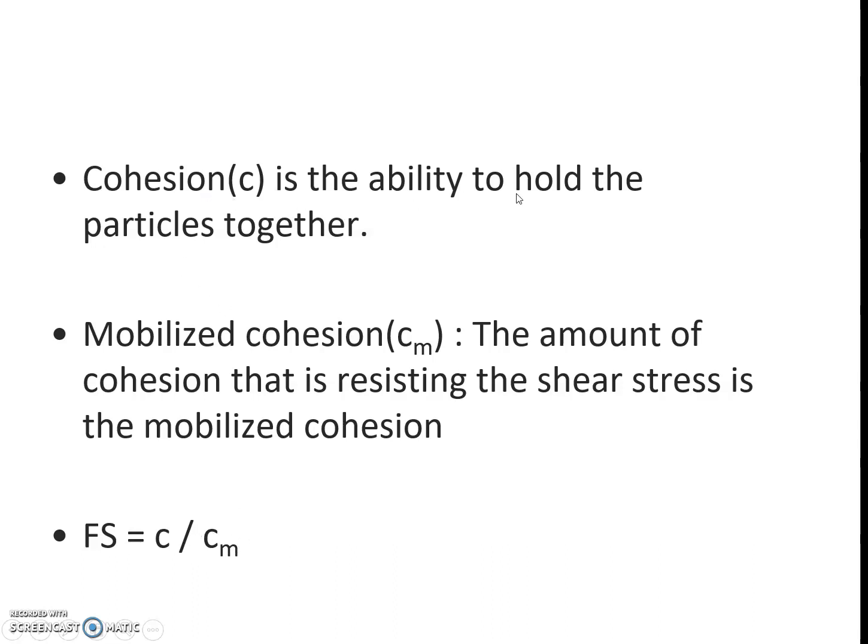Cohesion is the ability to hold the particles together, whereas mobilized cohesion is the amount of cohesion that is resisting the shear stress. So if mobilized cohesion is more, the factor of safety will be less. If the factor of safety is less, then the slope won't be stable, and we have to check how much the factor of safety is.